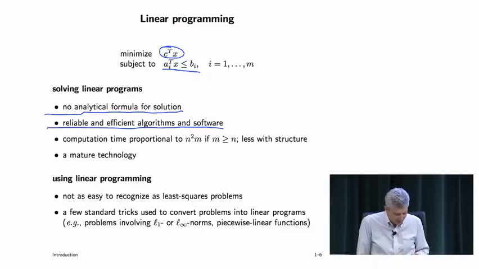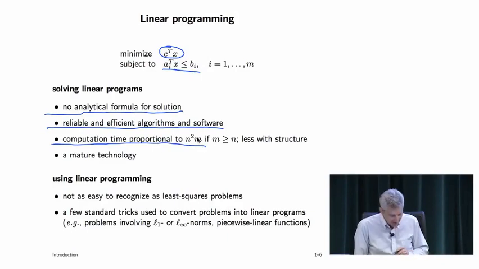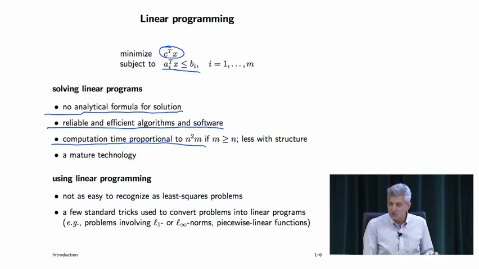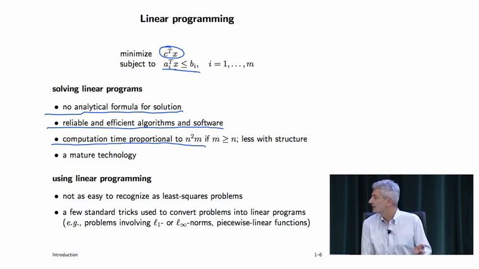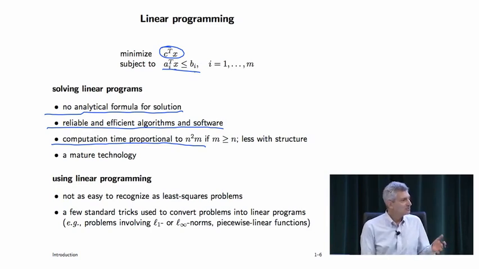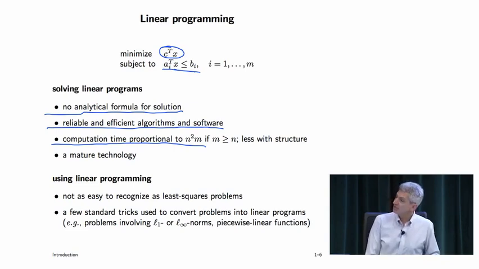Okay, now the computation time, this is very interesting. It's just like least squares, right? It's the number of variables squared times the number of inequalities, and the number of inequalities doesn't have to be, but typically is, bigger than the number of variables. So same sort of thing. It's a small dimension squared times a big one. We're going to come back to that later in the class. If you remember nothing from the end of this class, remember small squared times big. But we'll get to that much later.